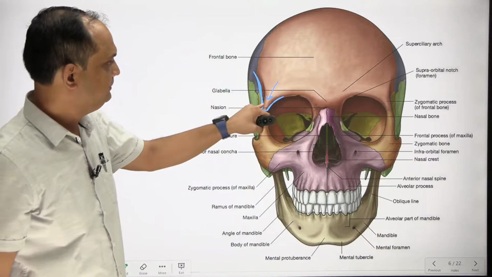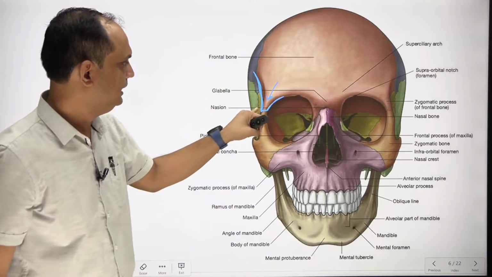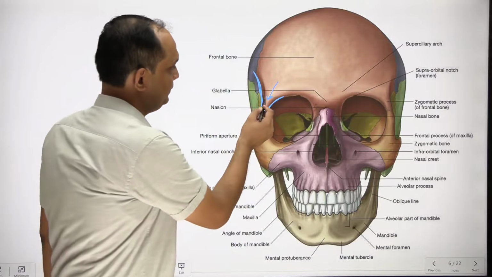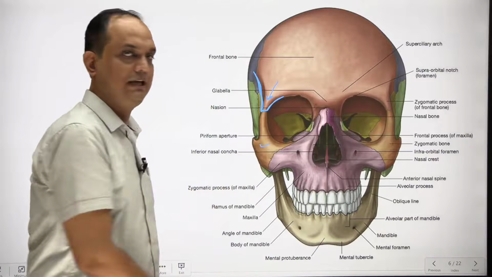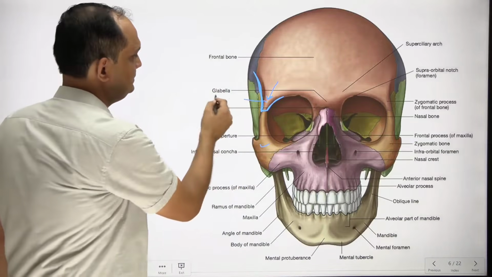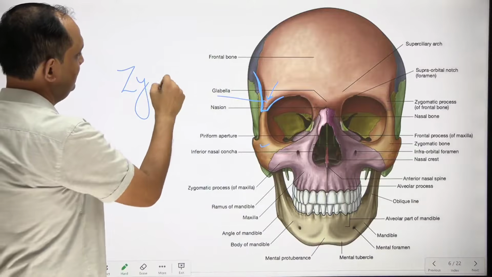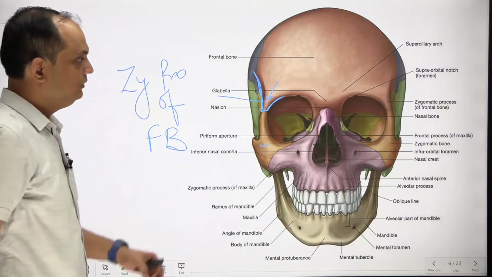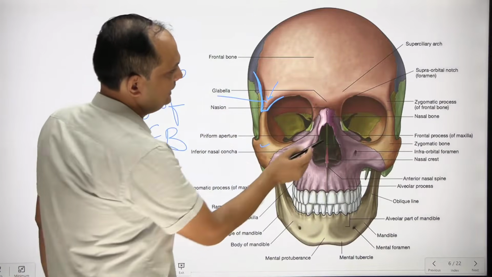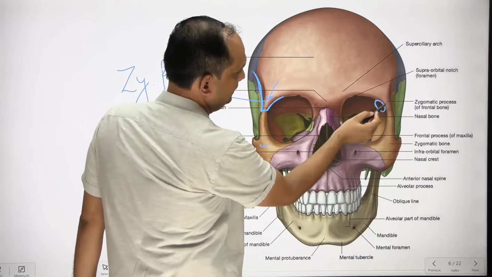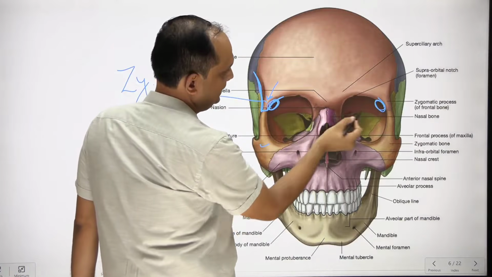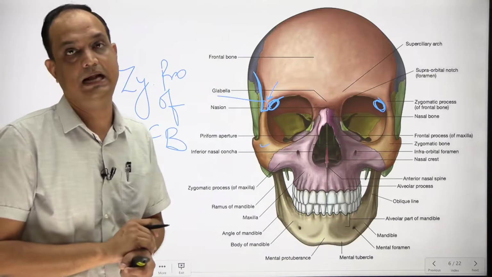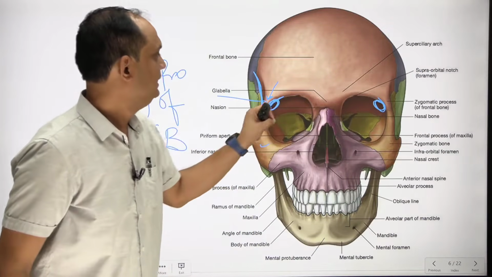So ये वाला जो नीचे प्रोजेक्शन आ रहा है किसका? फ्रंटल बोन का. ये प्रोजेक्शन फ्रंटल बोन का प्रोजेक्शन क्या कहलाया? The process which is making a joint with the zygomatic bone. That's why this process is known as zygomatic process of frontal bone. Clear? So ये जो zygomatic process of frontal bone है, इसके अंदर की तरफ दोनों साइड क्या होता है? एक डिप्रेशन, and that depression is for lacrimal gland.